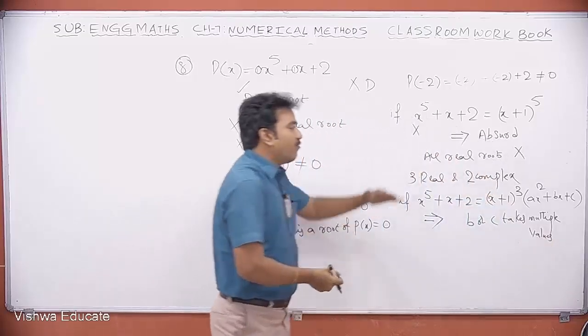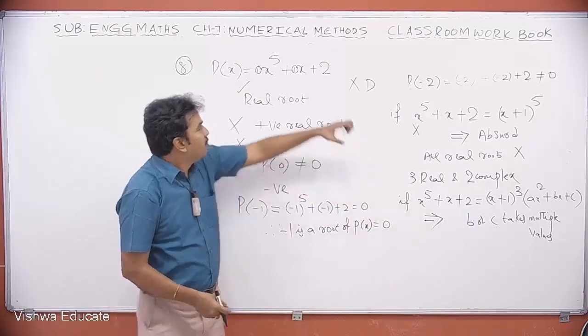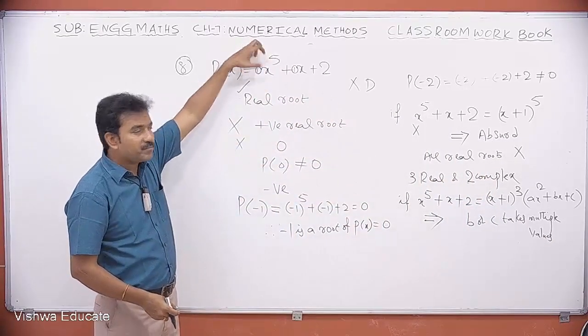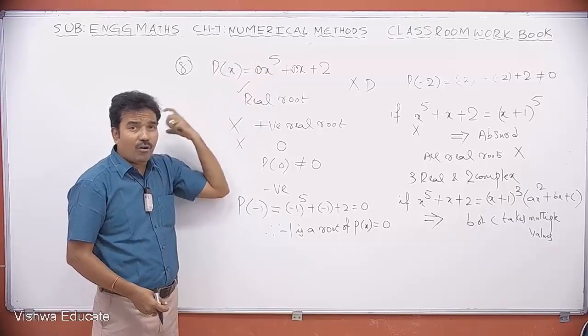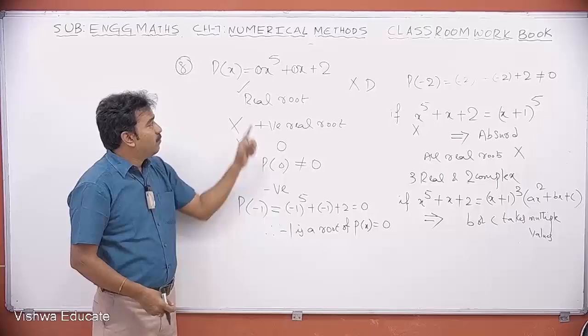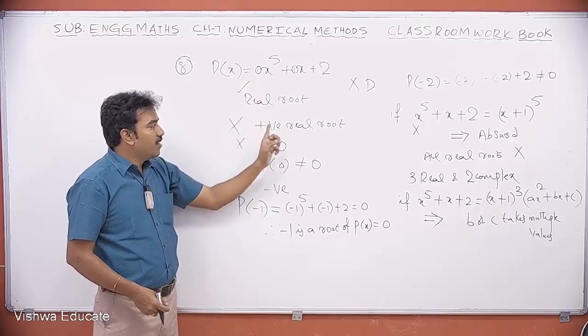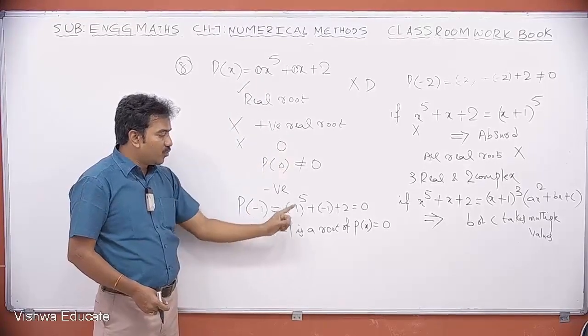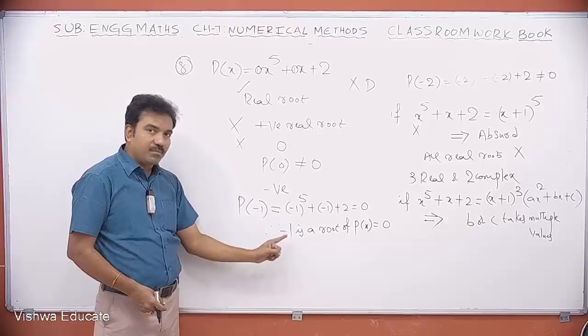See, I am verifying each option because this is a polynomial expression. Odd degree polynomial, all complex roots are not possible. So option D will be violated. Positive real roots are not possible. 0 is not possible. Negative roots are possible. That we got it as minus 1.